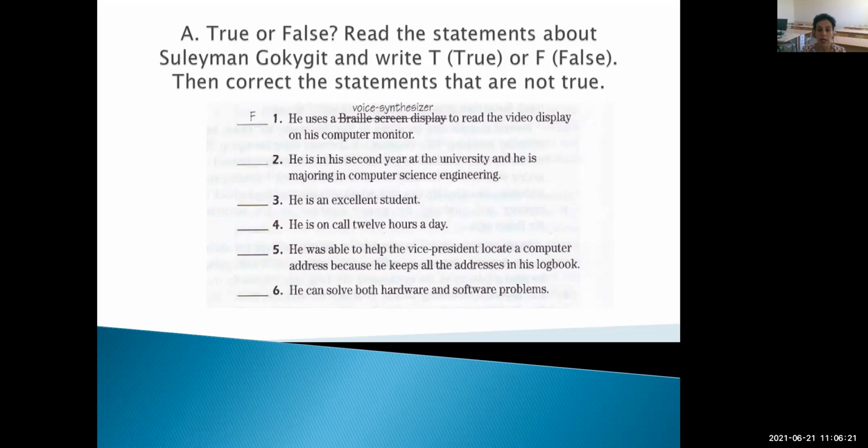So the next one, number 6. He can solve both hardware and software problems. It is of course true that he was good at hardware and software as well. It is considered to be true.